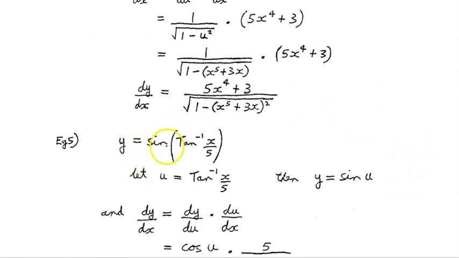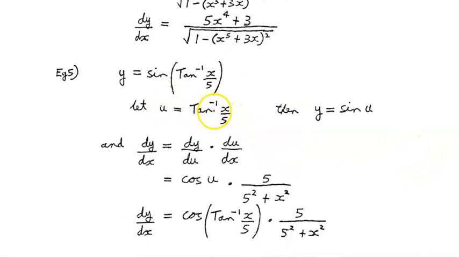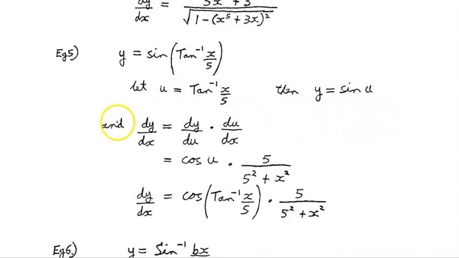Let's have a look at this one. The derivative of y equals sine of inverse tan x on 5. All right, here we go. So let u equals inverse tan x on 5, then y equals sine of u. dy dx by the chain rule is dy du times du dx. Okay, think of it as the du's here cancelling, and we're left with dy dx.